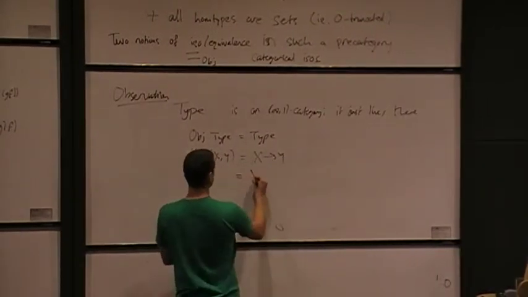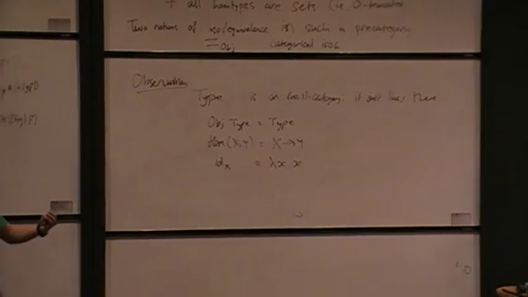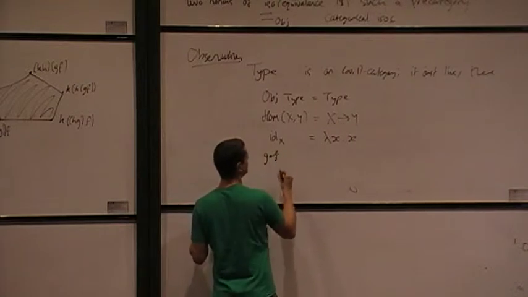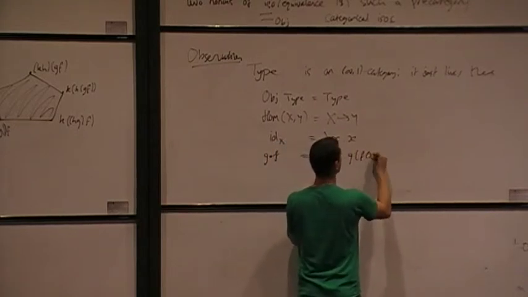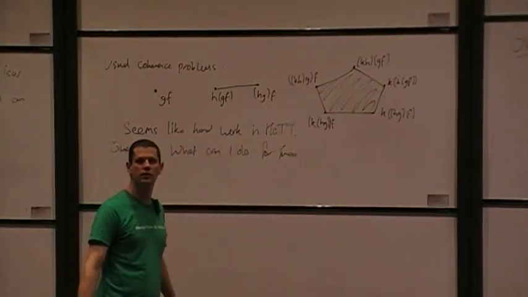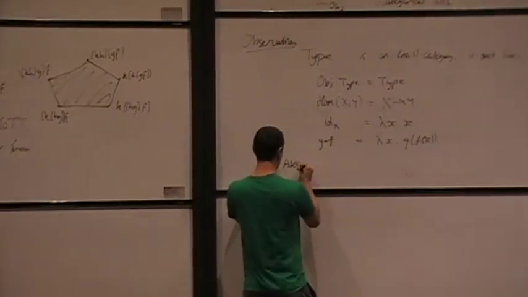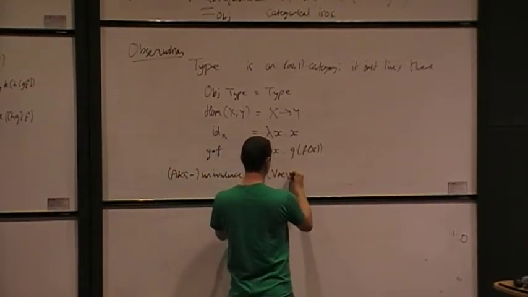Id x equals lambda x to x: the identity morphisms are the identity function. The composition of G and F is lambda x goes to G of F of x. Univalence is univalence. So I'll write that in a slightly more comprehensible fashion: AKS univalence equals Blavatsky univalence.